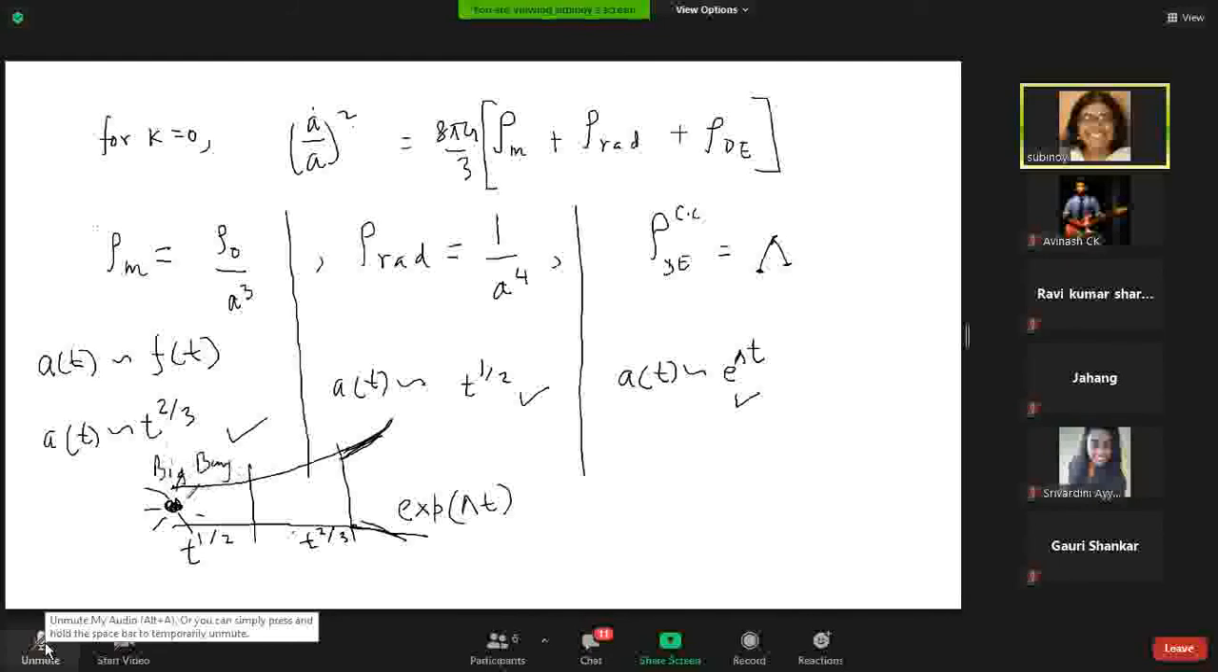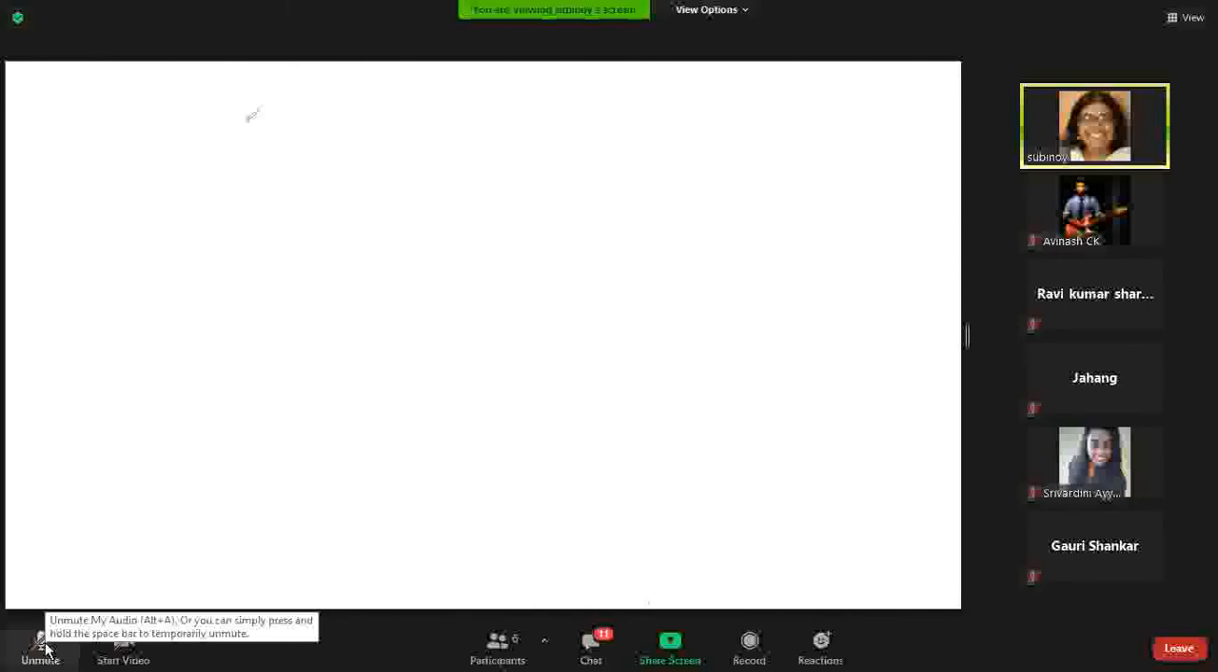Actually, the space was expanding slowly. Then it picked up, then it picked up very fast. So it's completely contradictory to what we thought. Okay? So now let's go a little bit deeper into it.